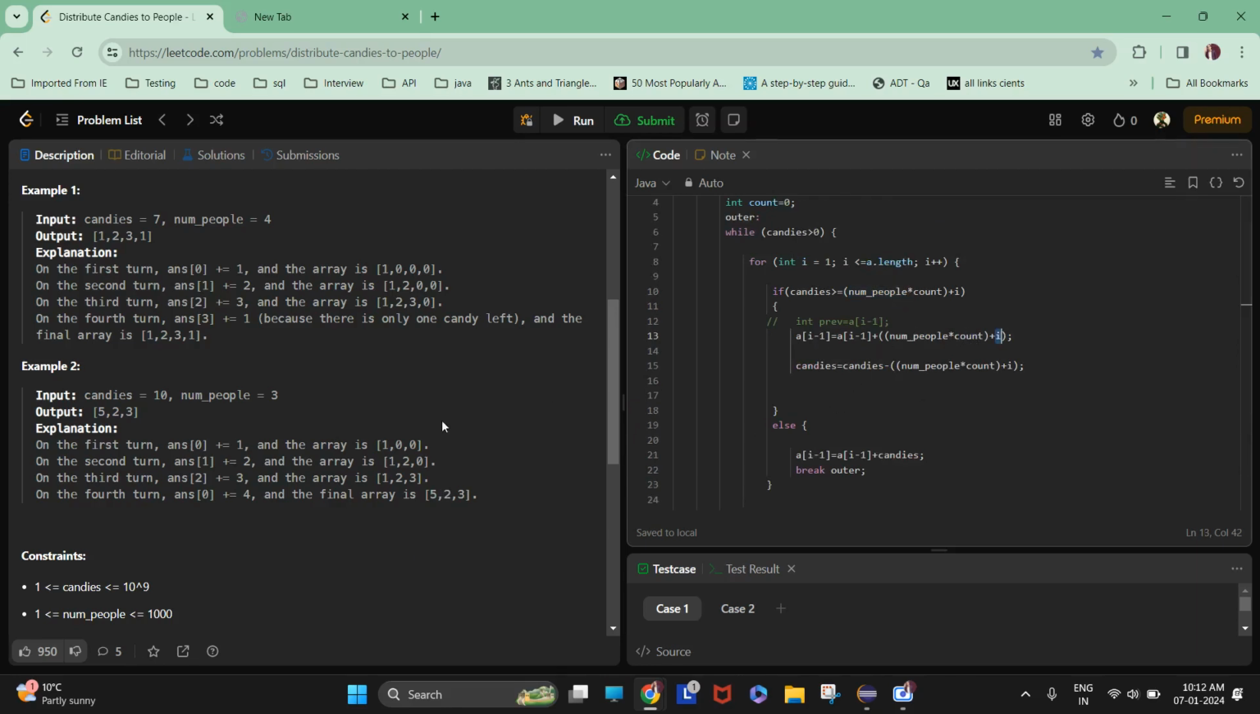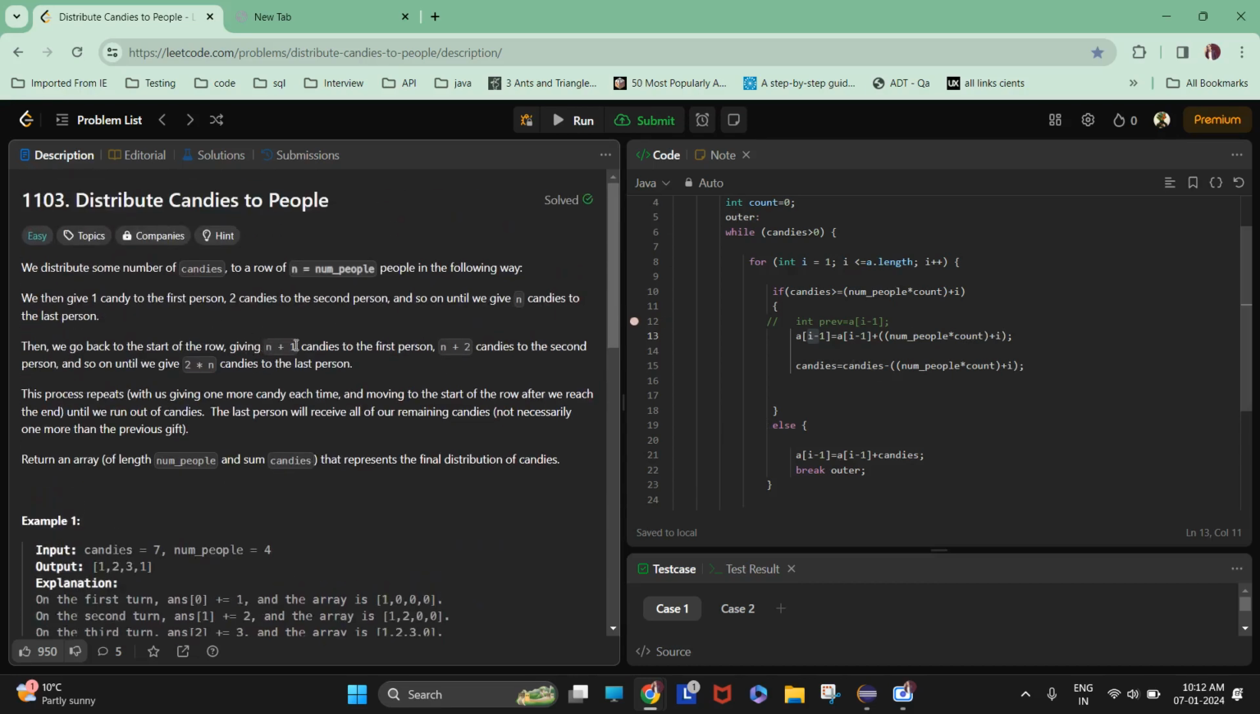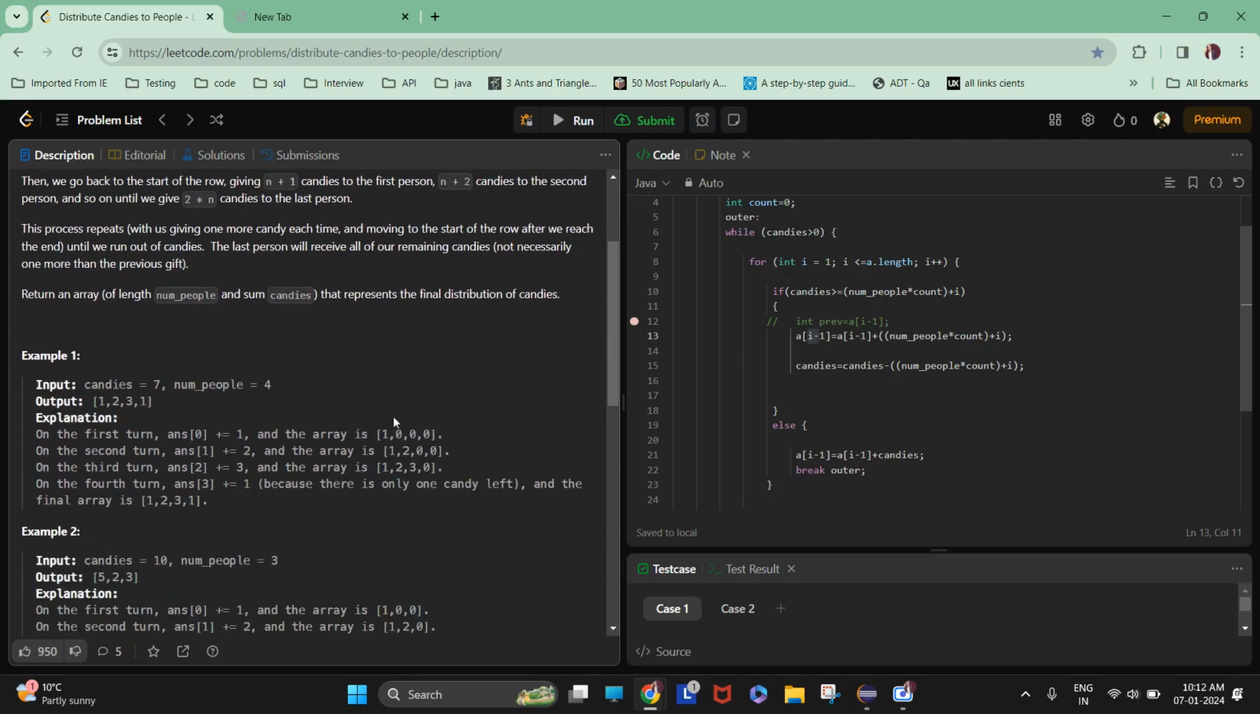I is 1 because for the first person we need to distribute the first candy, and the array starts from 0. So we need to store it in the i minus 1 position and add to the previous number which is stored, that is 1. So 1 plus 4 is equal to 5. No more candy is left, so we come out of the loop. If the loop continues one more iteration, then num people into 2 plus i. So it will keep on increasing: n plus 1, n plus 2, then 2n plus 1. Till the end we come out of the loop.